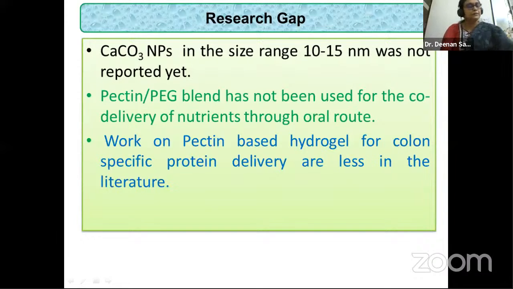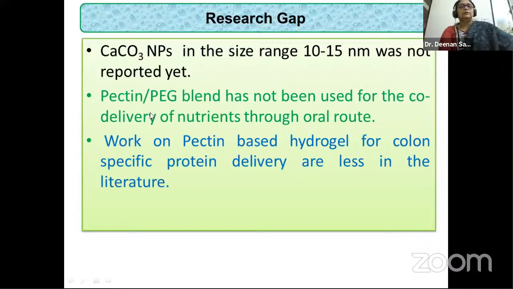Since it's a calcium-based drug carrier, we are designing with calcium carbonate, which is also a source of calcium ion. Two aspects I am going to look at. First, calcium carbonate nanoparticles in the size range of around 10 nanometers, which is very difficult to make because calcium carbonate synthesis is very fast and the particles grow bigger. Our aim is to control the size to 10 to 15 nanometers.